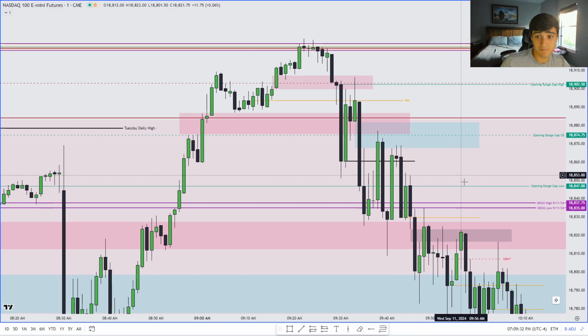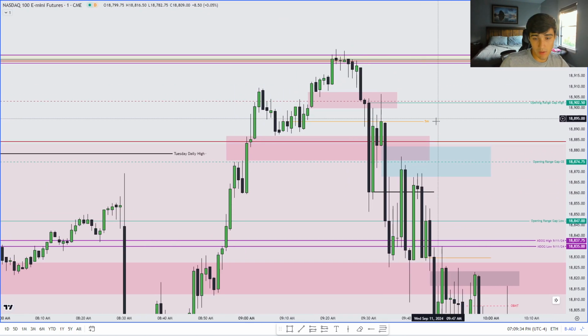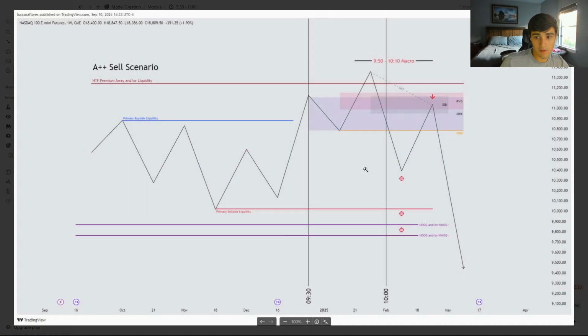So, I mean, it was a good feeling seeing that model that I outlined. This is what I look for post 9:30, and it happens. Great feeling.